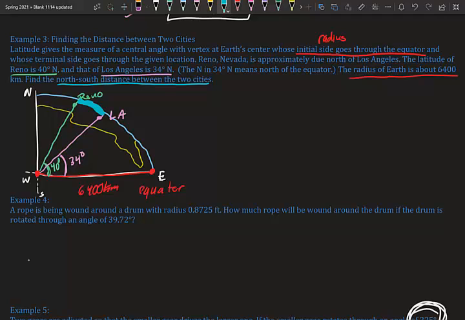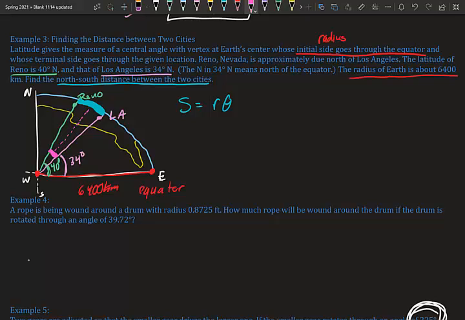That distance right there. Isn't that distance a piece of the Earth's crust? We're finding sector length because it wants us to find a piece of the crust, which is the north-south distance between two cities. So that piece of the crust, the theta that goes with it is this right here, but we don't know that theta.